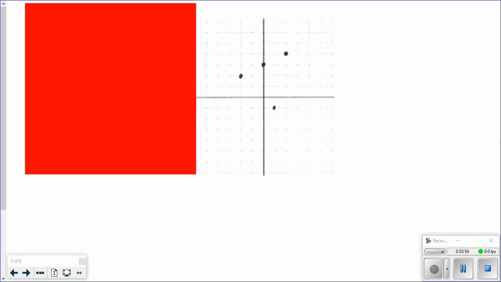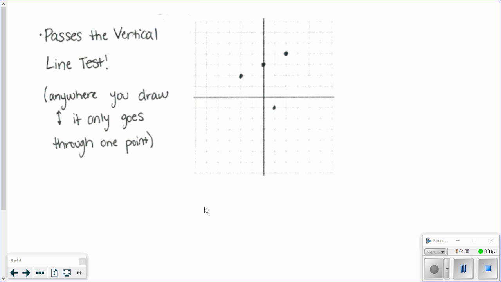This is graph function on the bottom left. And then to the left of your graph on your flap is where you're going to write down that this passes the vertical line test.